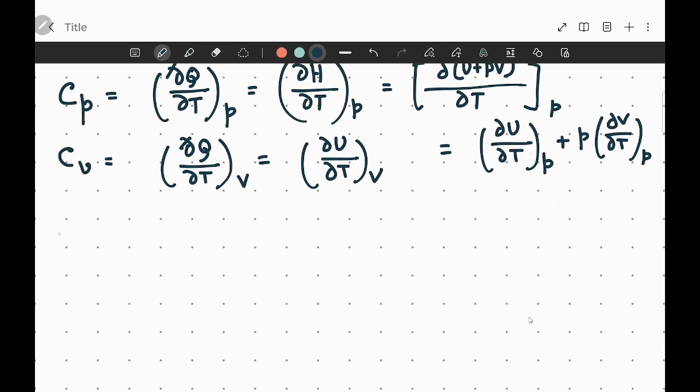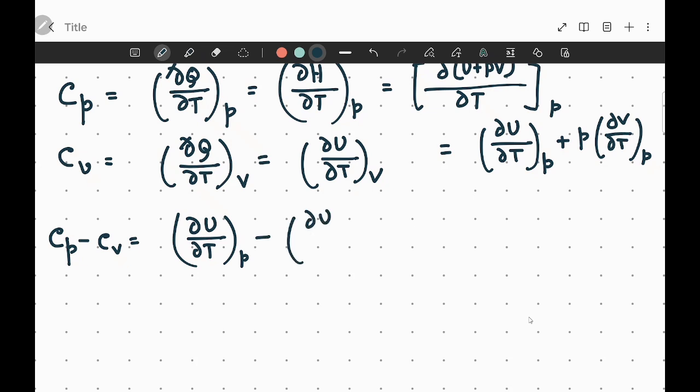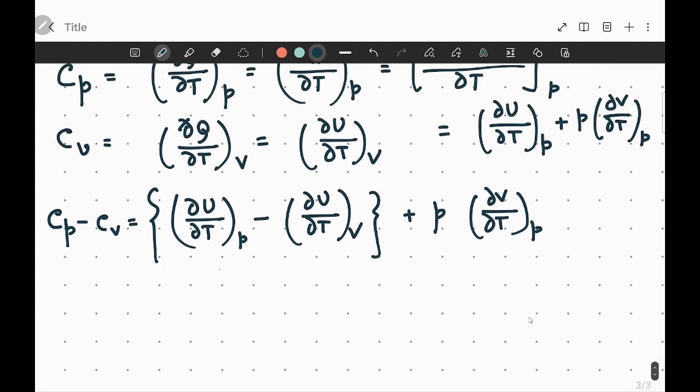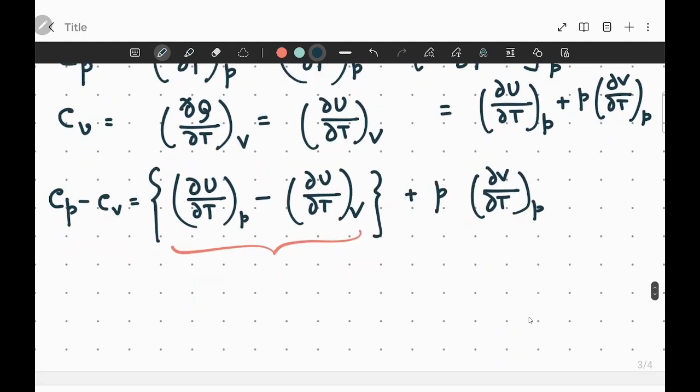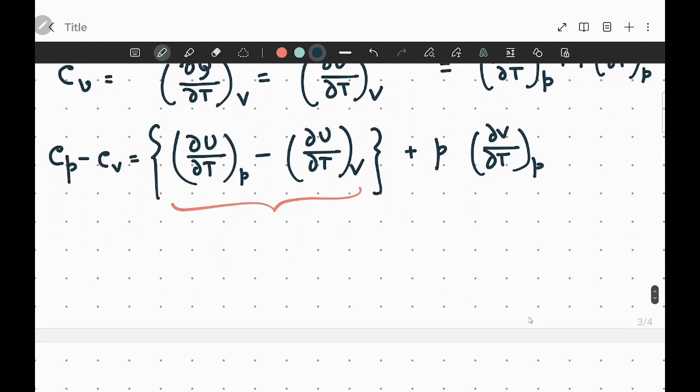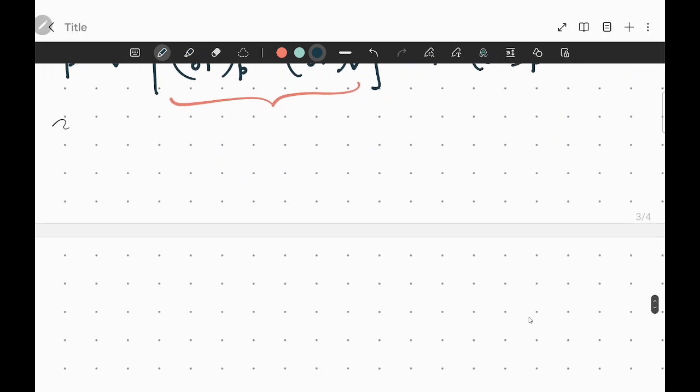So here we have CP minus CV, which we have to calculate. This part is there, okay. So how can you calculate this? Do you have any idea? From the first law. Okay, let us check.